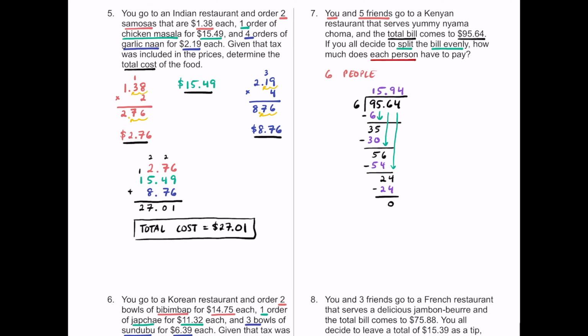Okay, so it looks like we have, if we split the whole bill 6 ways here, it's going to cost $15.94 per person. All right, so there we have our answer for the cost for each of these 6 people.